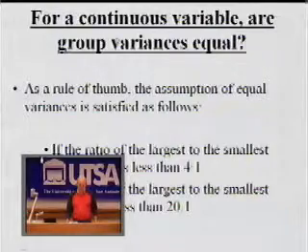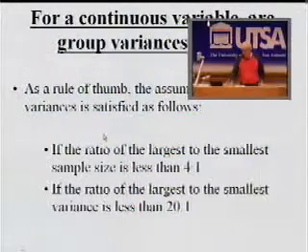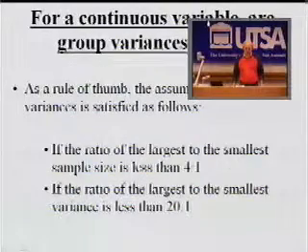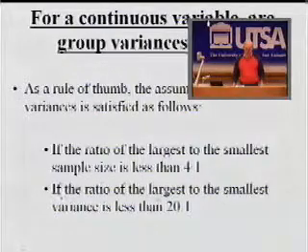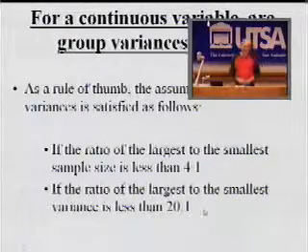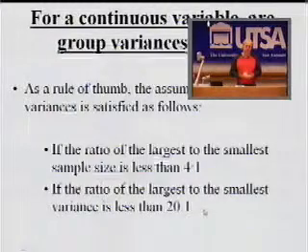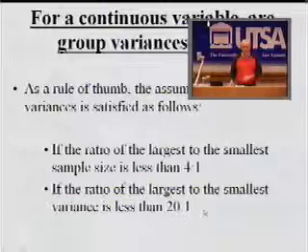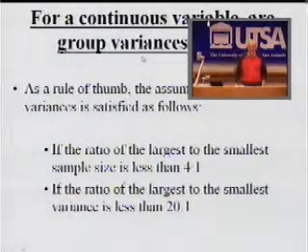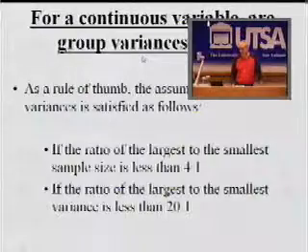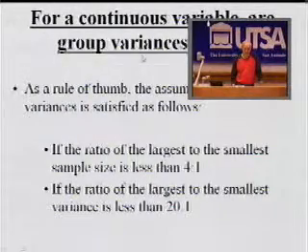So for a continuous variable, are these group variances equal? As a rule of thumb, the assumption of equal variances is satisfied as follows. If the ratio of the largest to the smallest sample size is less than 4:1, and if the ratio of the largest to the smallest variance is less than 20:1. So these are some guidelines where you can look at the results of your statistical calculations to see if you're working with group variances that are equal with a continuous variable data set.